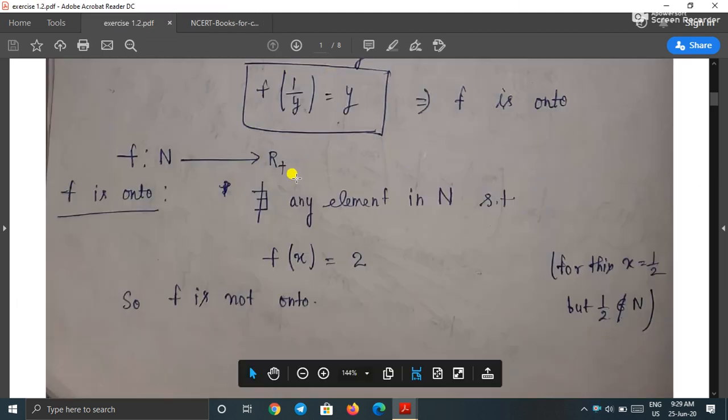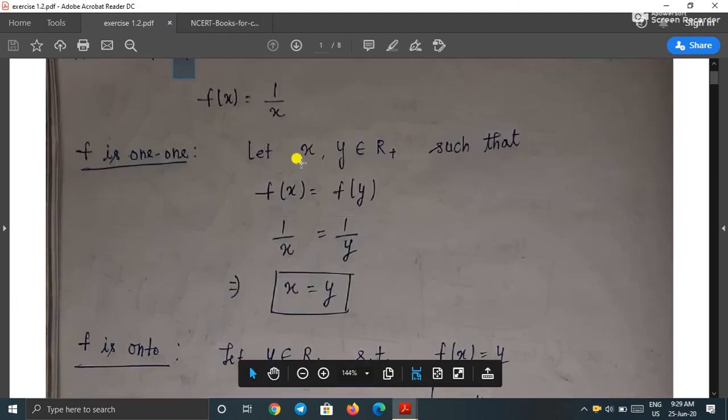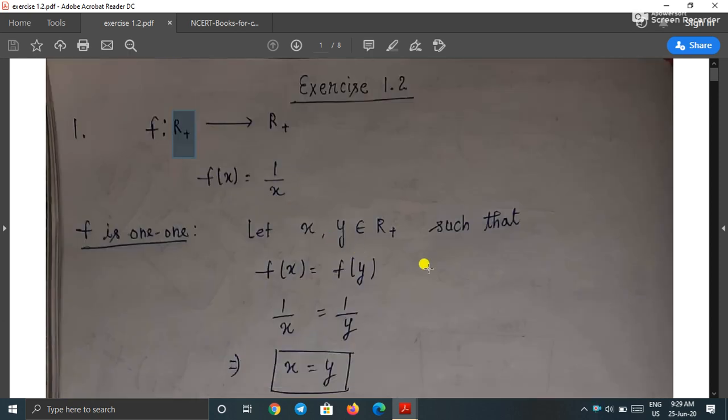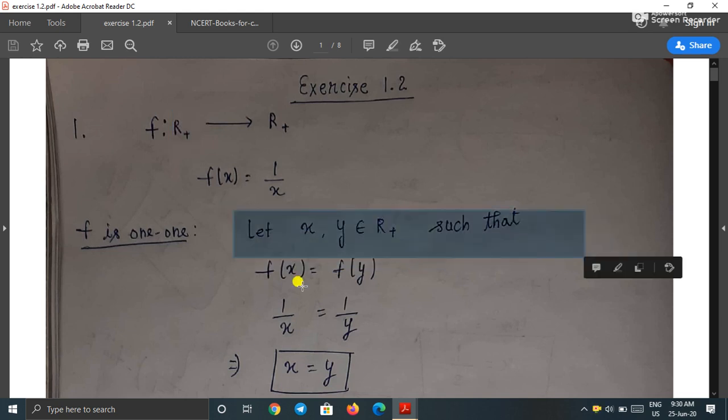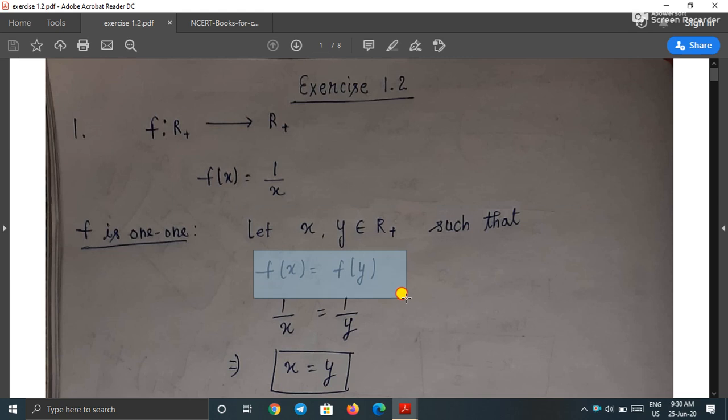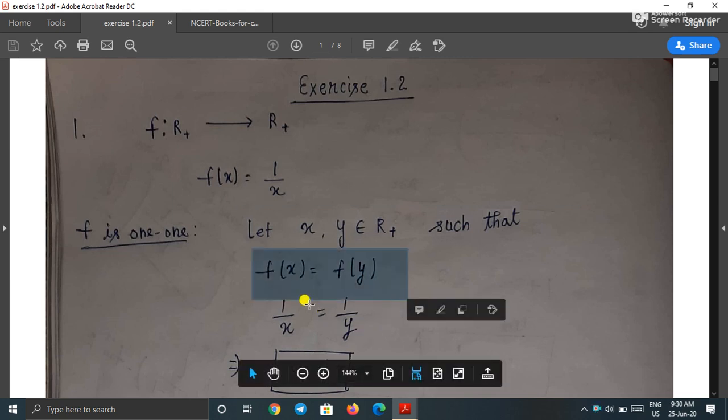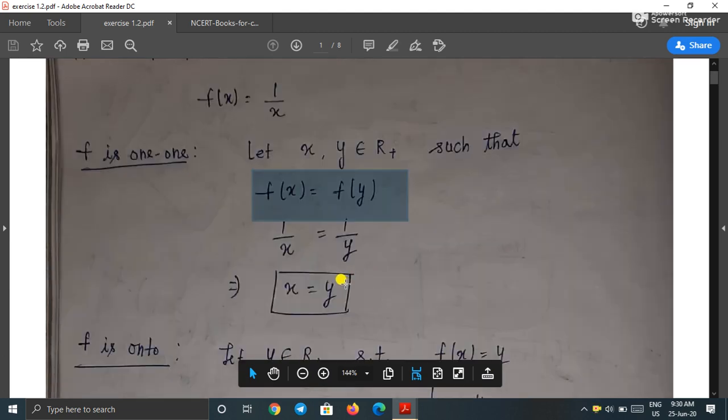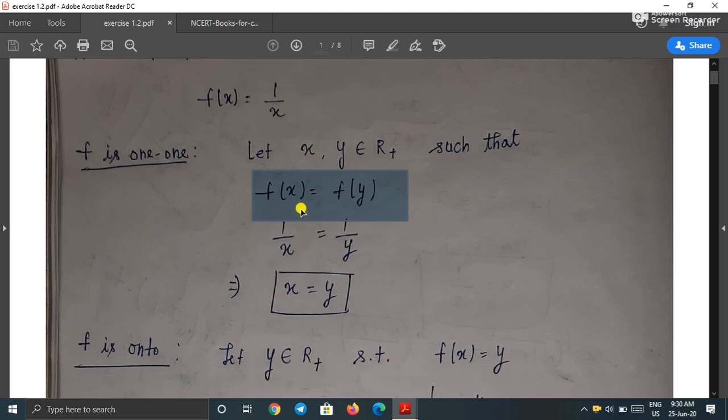How will we prove that this function is one-one? To prove a function is one-one, we have to show that if two real numbers have the same images, then these numbers must be the same. So let x and y be two non-zero real numbers such that their images are equal, meaning f of x is equal to f of y. Apply the definition of f of x: 1 upon x is equal to 1 upon y. After simplifying, it gives x is equal to y. Means equal images have equal points, and this is the definition of injectivity of a function. So this shows that f is one-one.